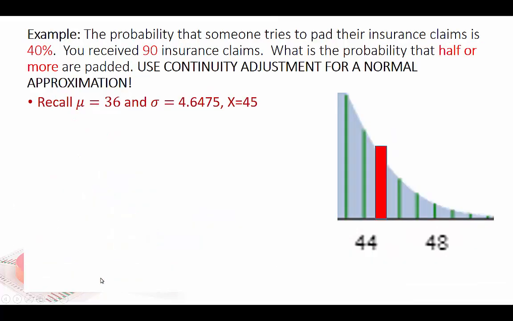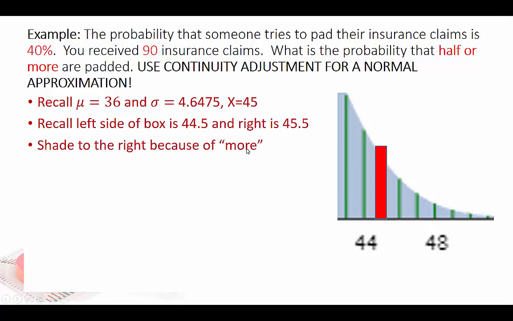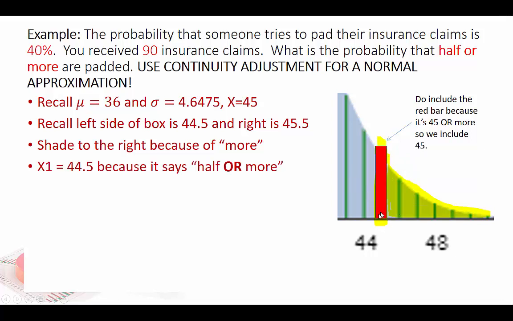Let's go ahead and do the approximation. With the approximation, if you remember, I did this rectangular box around 45. Now I want half or more, and remember the left side of the box is 44.5 and the right is 45.5. Since I want more, I'm going to shade to the right. How do I deal with the box? Do I use the left side or the right side for my x1? Well, I do want to include the red bar because it's 45 or more. So I actually do want this here. So x1 is actually over here at 44.5 because it says half or more.